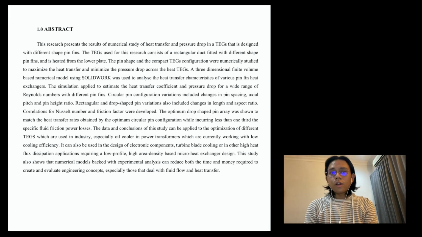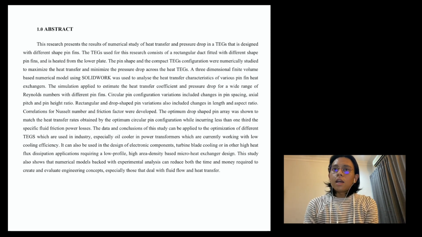Okay, for the abstract, the research presents the result of a numerical study of heat transfer and pressure drop in a TEG that is designed with different shaping fins. The TEG used for this research consists of a rectangular duct fitted with different shaping fins and is heated from the lower plate. The pin shape and the compact TEG configuration were numerically studied to maximize the heat transfer and minimize the pressure drop across the TEG.